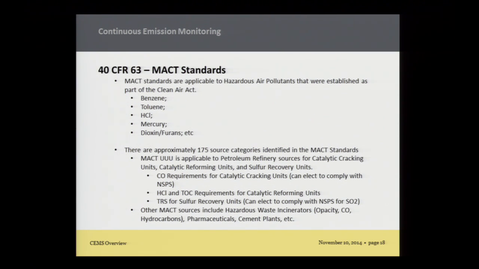So MACT UU is applicable to refinery catalytic cracking units, reforming units, and sulfur recovery. And then you've got things that go with other stuff, HCl and TOC for catalytic reforming units, TRS for SRUs, and other MACT sources include hazardous waste incinerators, which have opacity, CO, and hydrocarbons, pharmaceutical and cement plants. We're all familiar. That's a long list of what gets drawn in.